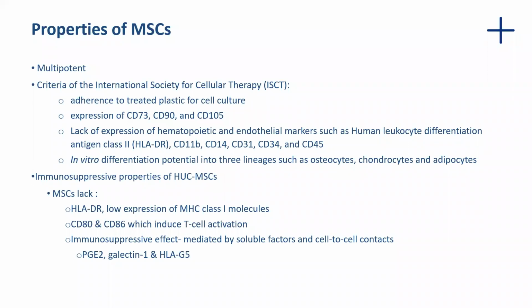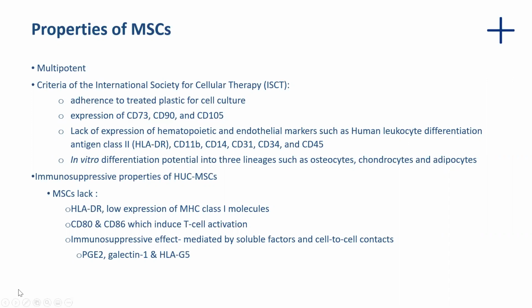So besides cord, as a place where you can find these stem cells, you can also find mesenchymal stem cells in the bone marrow, in mobilized peripheral blood, in cord blood, placental tissue, adipose tissue, dental pulp, and even cardiac tissue has a very small population of mesenchymal stem cells.